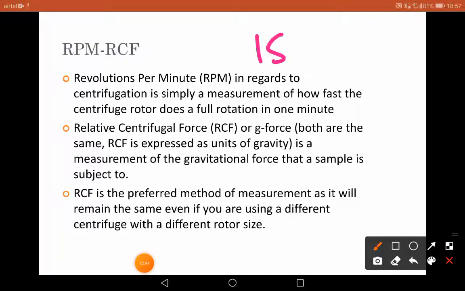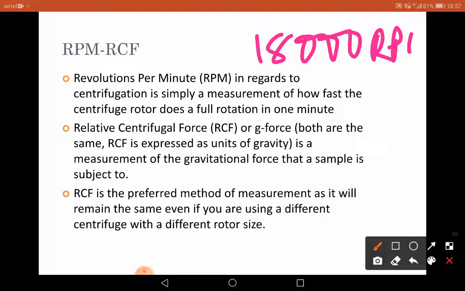Many times it will be around 18,000 RPM for the mixer grinder that you use at home. It will be 18,000, or sometimes more, but it is always more than 10,000, right? So that is how many times in a minute the blade is going to rotate. Revolutions per minute in regard to centrifugation is simply a measurement of how fast the centrifuge rotor does a full rotation in 1 minute. So we are going to vary the speed in our laboratory.